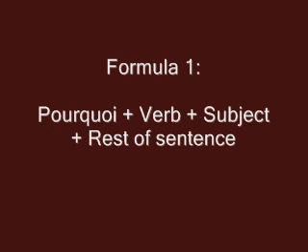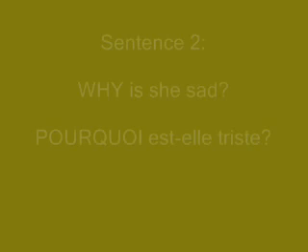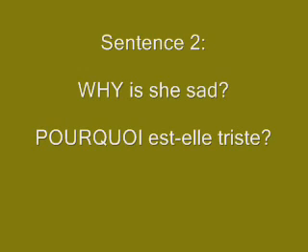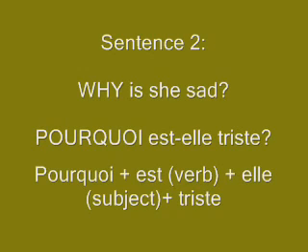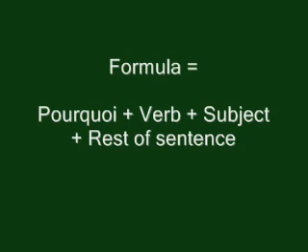Alright, now let's take another sentence as an example. The second sentence will be: why is she sad? In French, again by using the method of inversion, it will be pourquoi est-elle triste? Again here we have the interrogative pronoun pourquoi plus the verb est, which comes first, then the subject, and then the rest of the sentence. So the formula is pourquoi plus the verb, and then the subject and the remainder of your sentence.